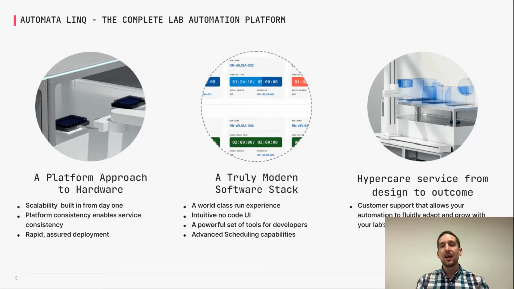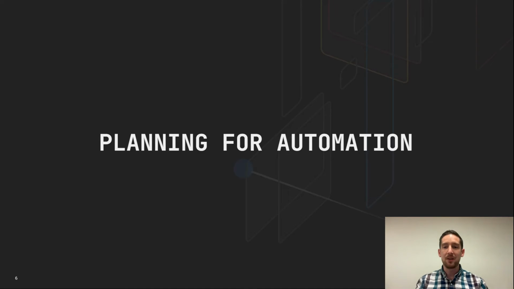here at Automata. Everything else from here, I'm going to give kind of a general focus. These are things that you would expect for any lab automation project that you take on. So jumping into it, the first step is planning for automation, getting an idea of if your assay is the type of assay that's ready for automation.